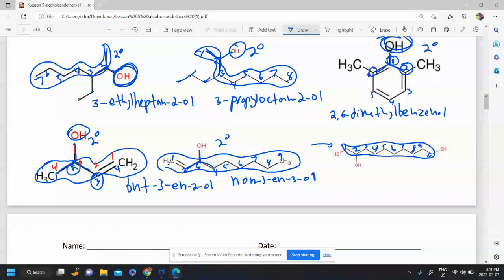And so we have decane, because it's an alkane base, as there's no double bond or triple bonds. Then we have to put the locations of the OH, so 1, 2, and 10. And then triol, because there are 3 alcohols there.